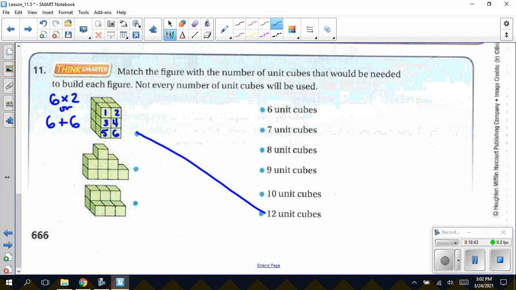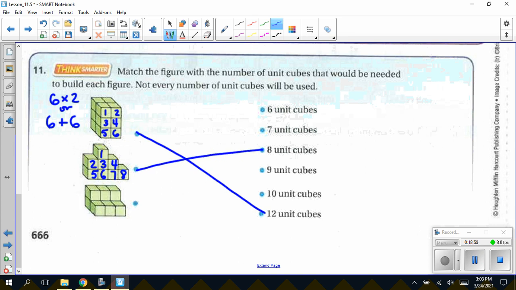Notice this next one, we are going to have to count. So I have 1, 2, 3, 4, 5, 6, 7, 8. So I have 8 unit cubes.